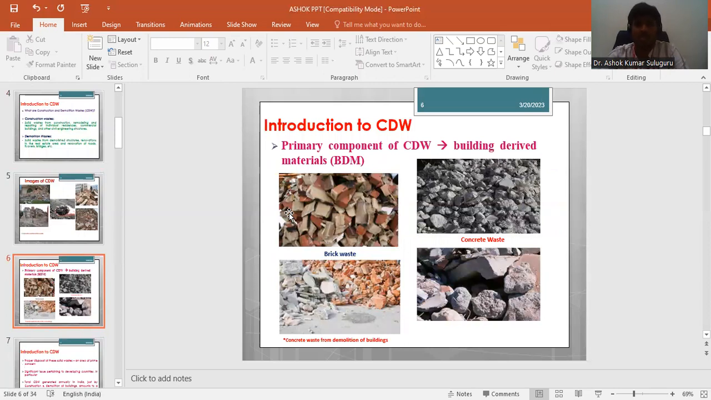From this construction demolition waste, we are very much interested in characterizing and studying the properties of the waste obtained from buildings. After demolition of any building, we obtain brick waste and concrete waste. Any material obtained from a building, we define as building derived materials.